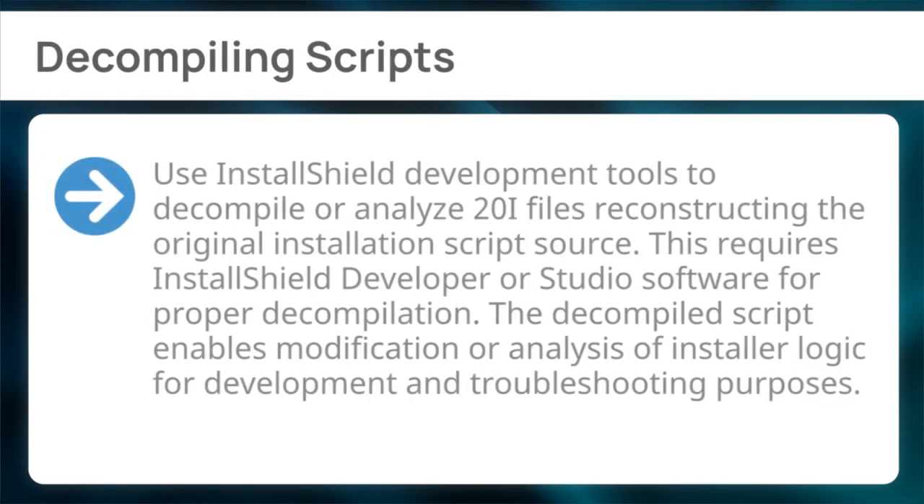Finally, decompiling scripts. Use InstallShield development tools to decompile or analyze 2.0i files, reconstructing the original installation script source. This requires InstallShield Developer or Studio software for proper decompilation. The decompiled script enables modification or analysis of installer logic for development and troubleshooting purposes.